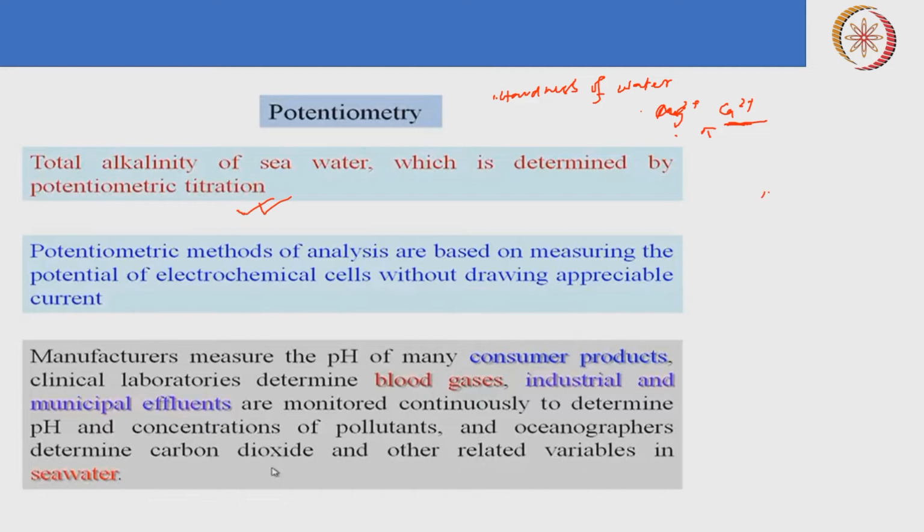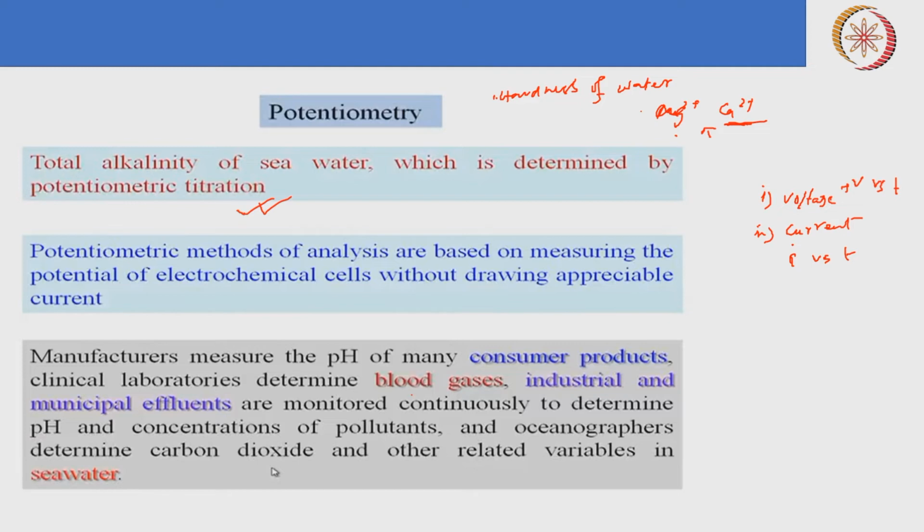The potentiometry method is based on measuring the potential of the electrode cell. In electrochemical analytical methods you can measure potential or voltage, and you can also measure current. So basically there are potentiometric and coulometric methods. Coulometric means you are measuring current as a function of time, and potentiometric means you are measuring voltage as a function of time.